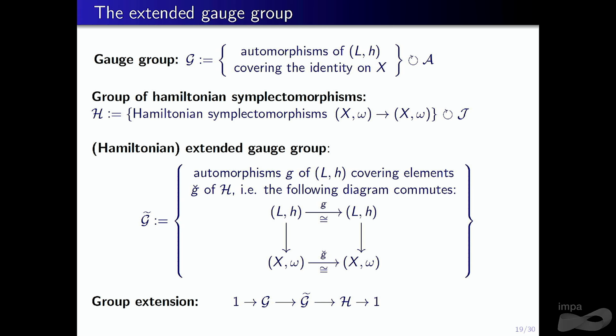Now, this is actually a group extension of the other 2 groups. Because, of course, any element of the gauge group is in the extended gauge group, just covering the identity. And to any element of G tilde, you can attach a G check, which is a Hamiltonian symplectomorphism. And it's not hard to prove this is surjective. This is a short exact sequence. Okay? The point is that H is inside the identity component of the diffeomorphism group of the surface. Okay?